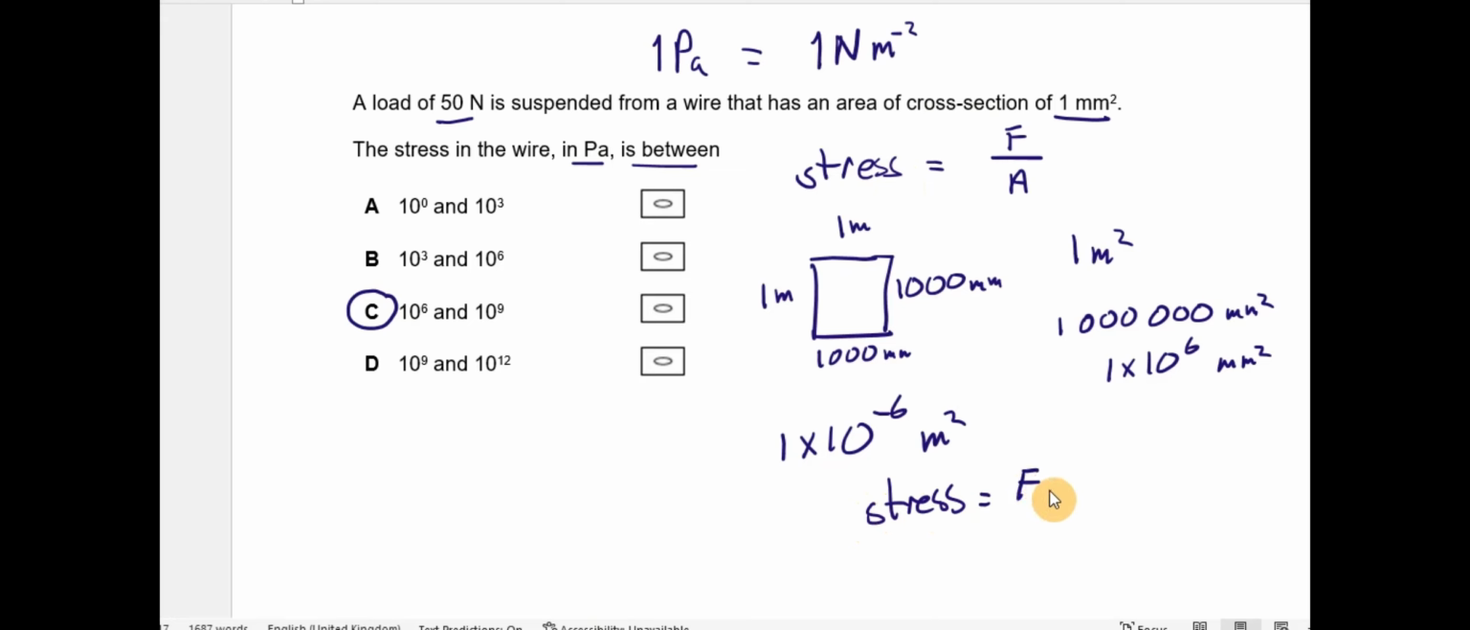Stress is the force or the load divided by the cross-sectional area. We said the load was 50 newtons. The cross-sectional area is 1 times 10 to the minus 6 meters squared. And we're going to get an answer of 5 times 10 to the 7 pascals, or newtons per meter squared.